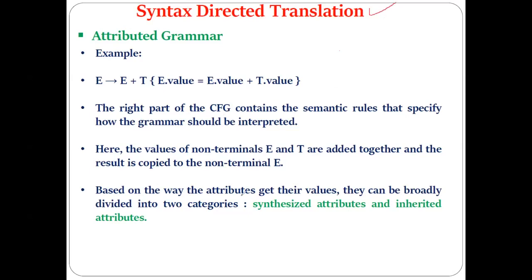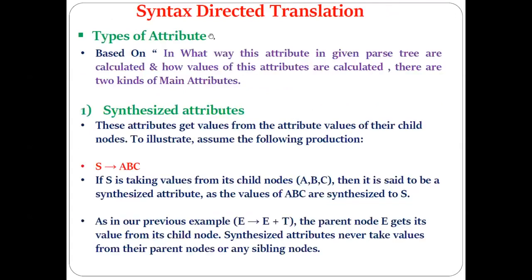And within that there are sub-concepts, like syntax directed definition, which is nothing but the attributes plus rules. So this dot val is the attribute, and this whole expression becomes the semantic rule, that is the SDD. And the SDD can also be referred to by another name, the attributed grammar. Okay, so this is all about the SDD and the attributed grammar. Now the next thing we have to discuss is the types of attributes.